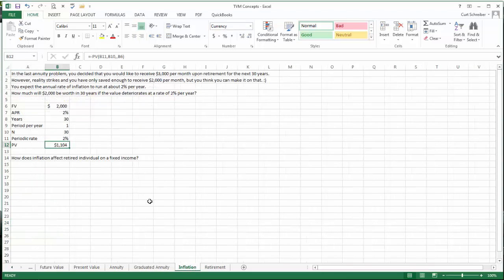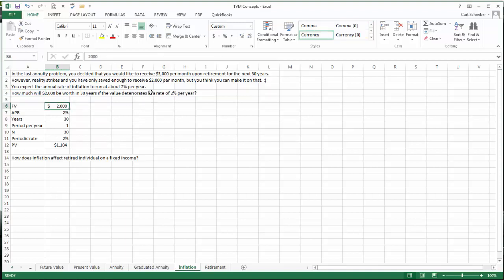Finally, let's take a quick look at inflation. We looked at that already back in the annuity examples. But once again, in the last annuity problem, you decided you'd like to receive $3,000 per month for the next 30 years. However, reality strikes and you've only saved enough to receive $2,000 per month. But you think you can make it on that. You expect an annual rate of inflation at 2% per year. How much will $2,000 be worth in 30 years if the valuation deteriorates at 2% per year?